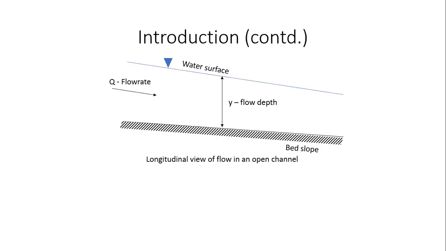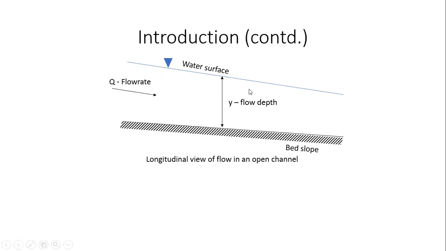So in terms of what it would look like, I'm going to show you a longitudinal view of flow in an open channel. So if you consider, this dashed line at the bottom is what is representing the bed slope in the channel. Okay. So if I assume that the flow is happening from left to right, naturally, since it's gravity driven flow, it has to flow in the direction of reducing elevation, right? So flow is from left to right.